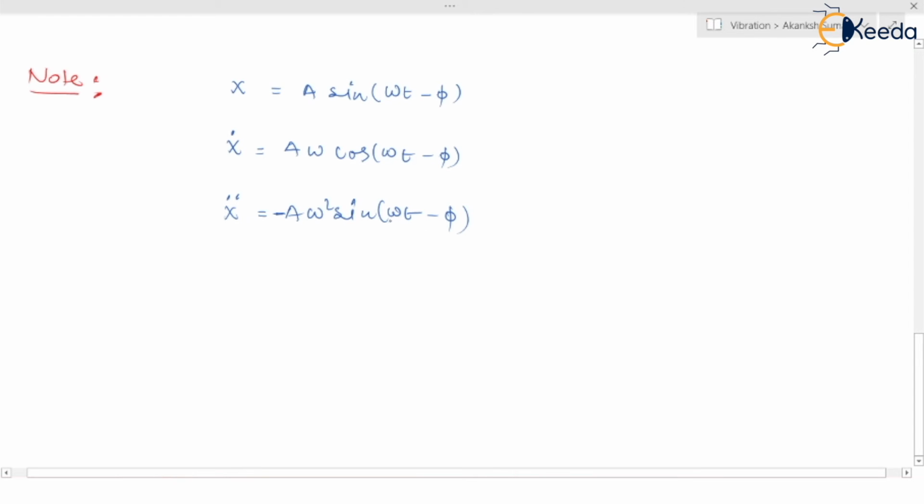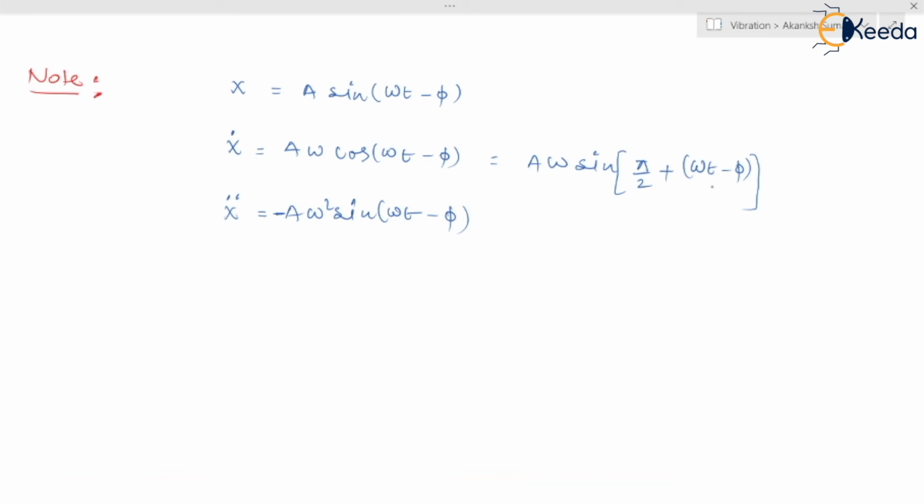So what is our intention in writing this down? If you want to rearrange this, you will get a omega sin. I'm just writing in terms of sin theta. So it would be a omega sin(pi by 2 plus omega t minus phi). We can write it down. Sin of 90 plus theta is cos theta, and in the second quadrant sin theta is positive. So all three equations are in terms of sin theta.